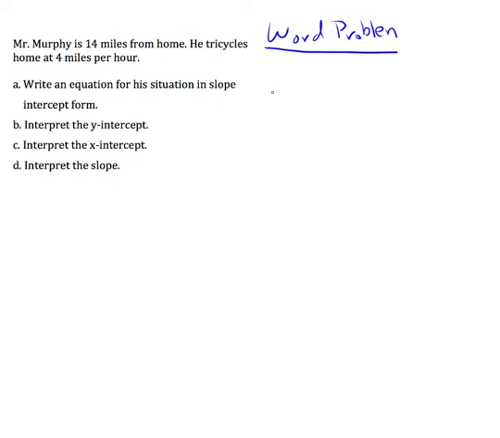So, off the top of my head, for the first piece, when it says slope intercept form, I'm thinking y equals mx plus b, where m is our slope and b is our y-intercept. And I notice that I'm also going to have to interpret the y-intercept, which when I find my y-intercept, I'll put that in for b. I also have to interpret the x-intercept, and I have to interpret the slope.